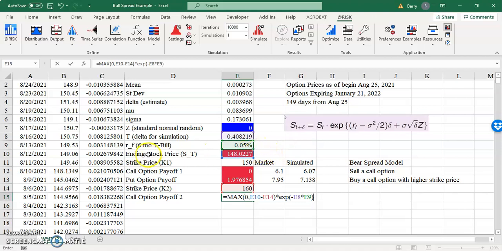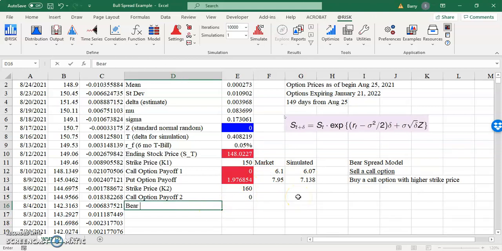In this model, the ending stock price is also already defined as an output, but if you don't have that defined as an output, you may want to define that as an output. It's going to help a lot with the graph that we decide to construct. So there's our second call option payoff. And then we'll develop the bear spread payoff.